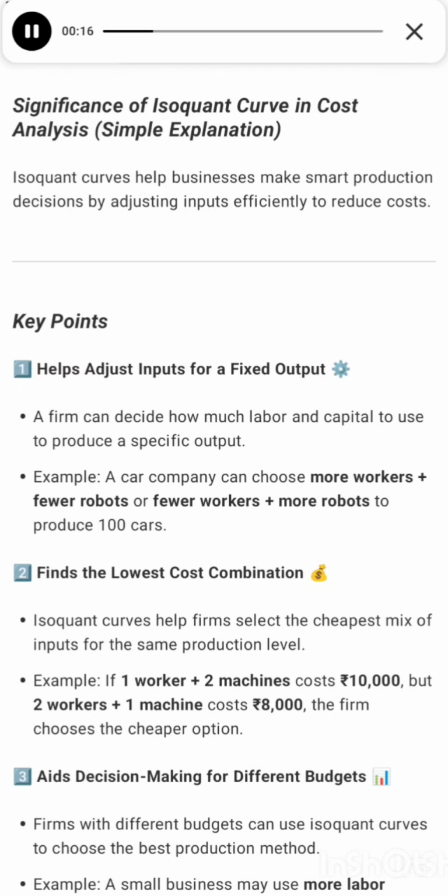A firm can decide how much labor and capital to use to produce a specific output. Example, a car company can choose more workers plus fewer robots, or fewer workers, more robots to produce 100 cars.